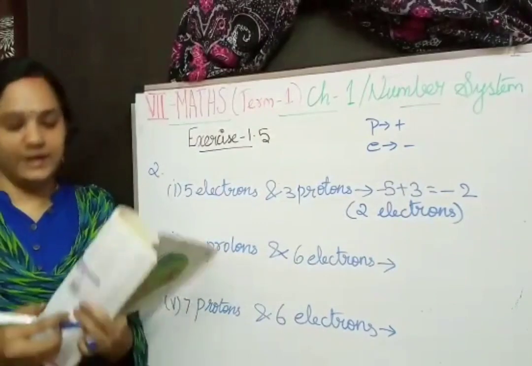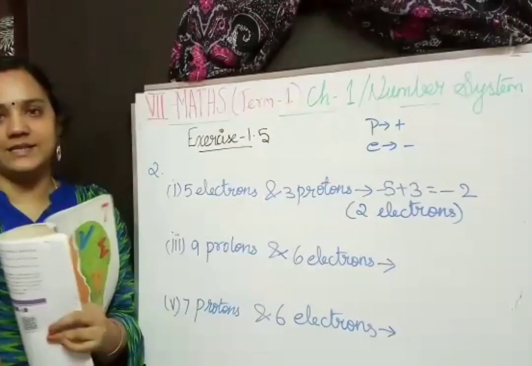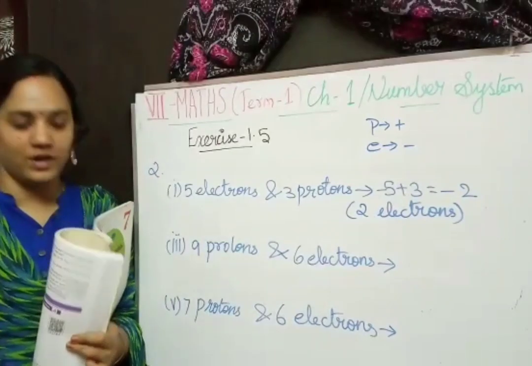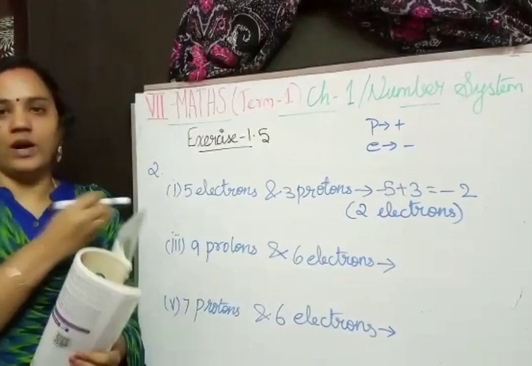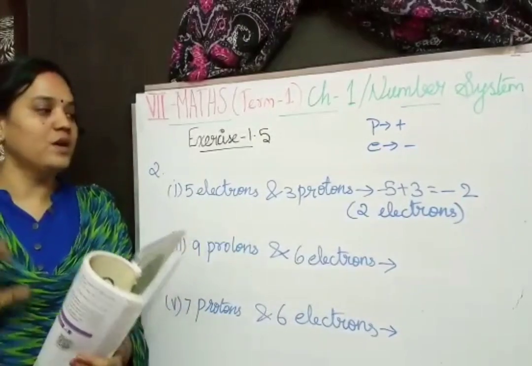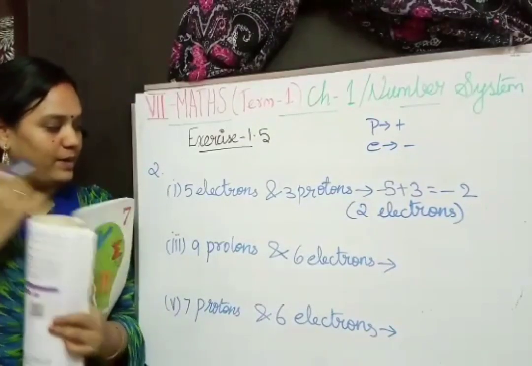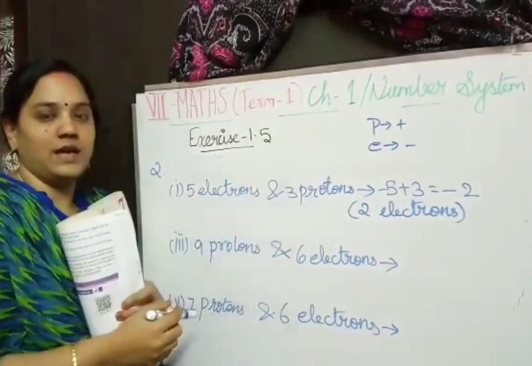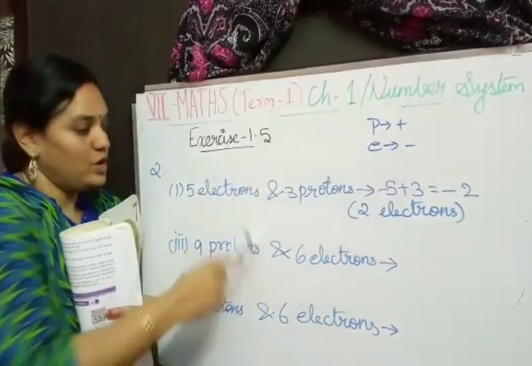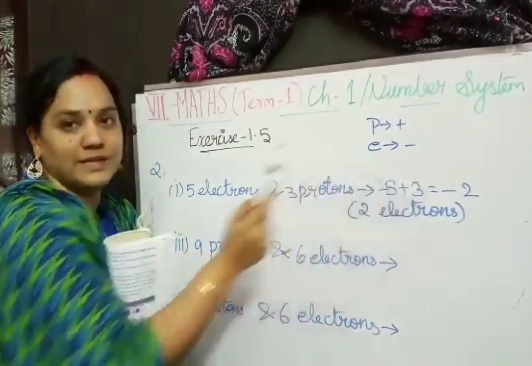Now determine the net charge. Okay, so if we have the same amount of plus and minus, it will become neutral. When neutral, they cancel out, they say. So now they have given one example for us. Okay, there are 5 options in this problem. So one problem has been done for you. So see the problem: 5 electrons and 3 protons. Already I told you electron means negative, proton means positive. So 5 electrons means -5. Okay, 3 protons means +3.